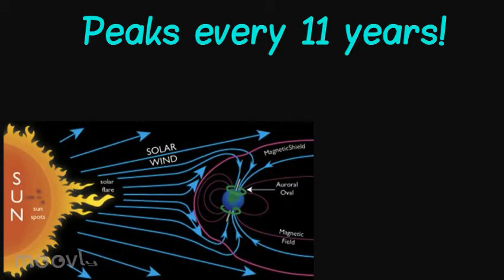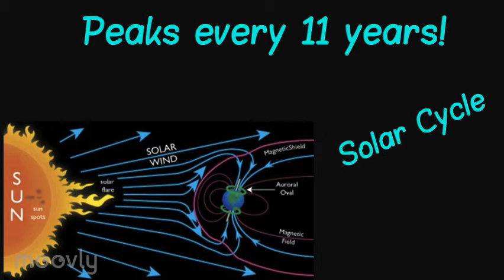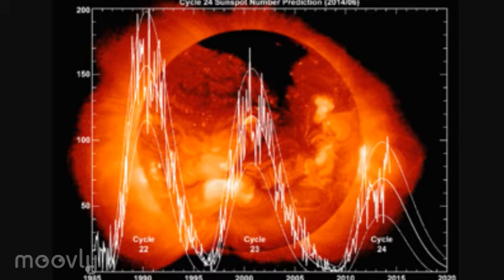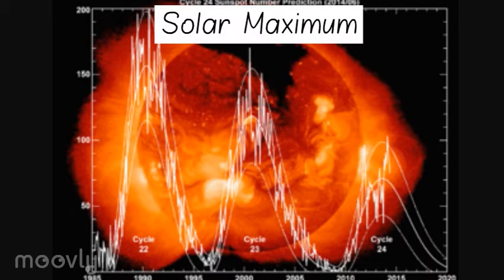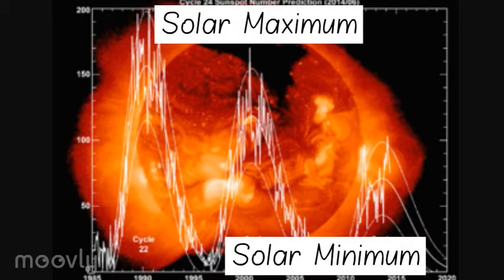You may be wondering when the best time to view these auroral displays may be. Well, auroral activity is cyclic. It peaks about every 11 years, but it could be up to 14 or 15 years. This is considered a solar cycle. During a solar cycle, the number of sunspots will rise to a maximum, which is called the solar maximum, and will also fall to a minimum, which is called a solar minimum.